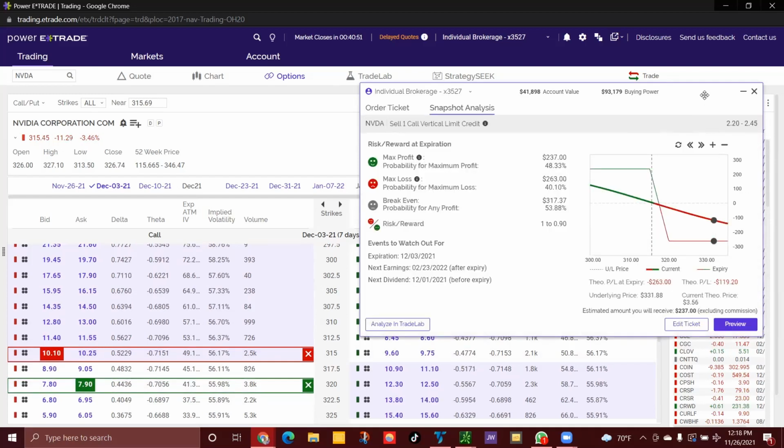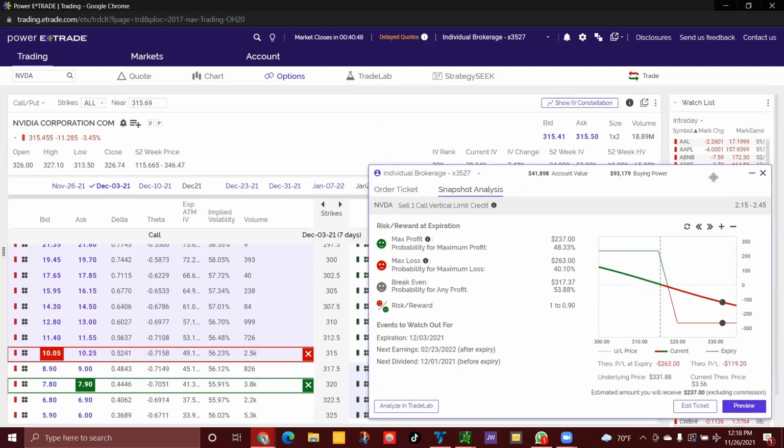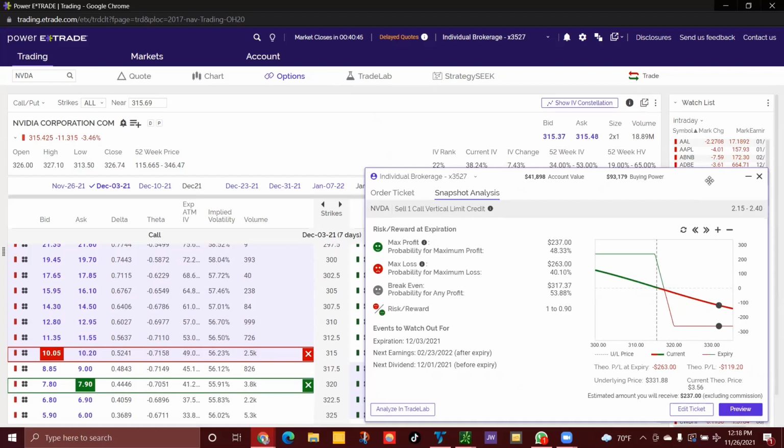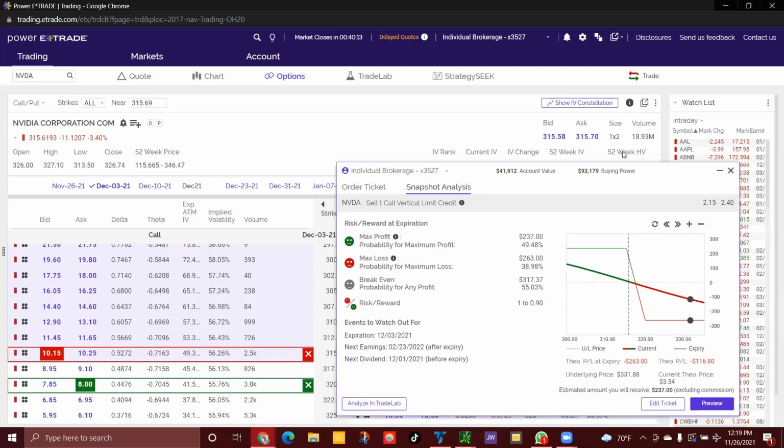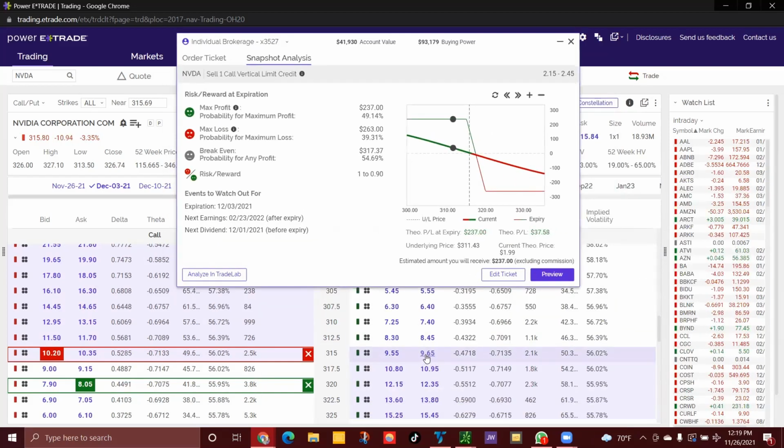Now, who do you think has much greater probabilities of making money next week? The guy that bought the 315 put, or the guy doing the bear call spread at 315? The bear call spread. Oh yeah, very much so. So look at this. As long as it's below 315, we make $237 per contract. If it's at 315 or 314.99, this guy that bought the put loses all $1,000.